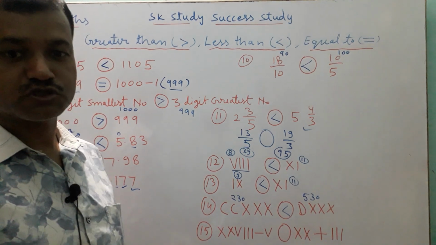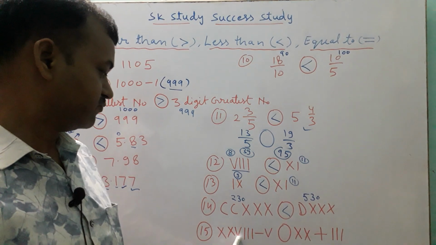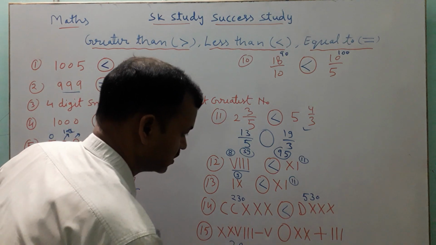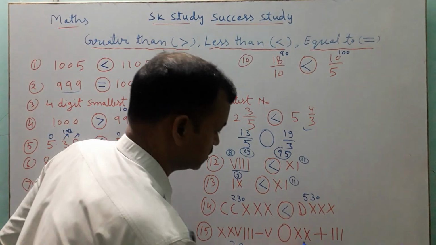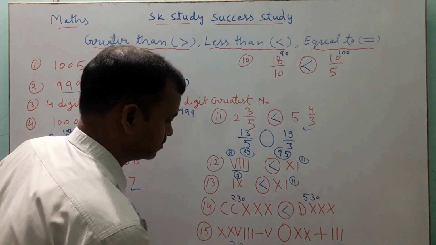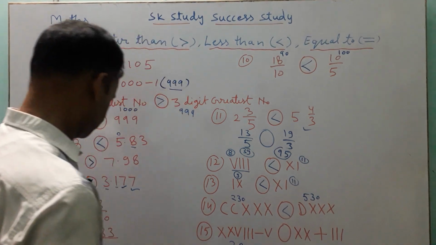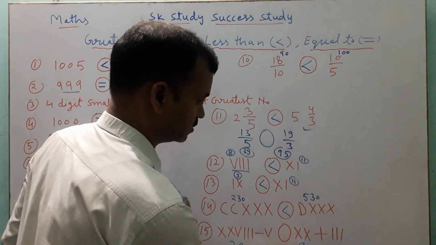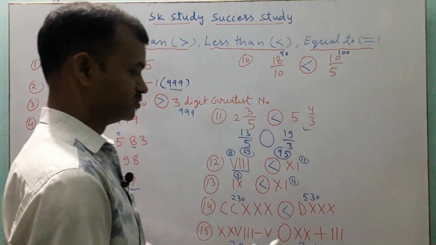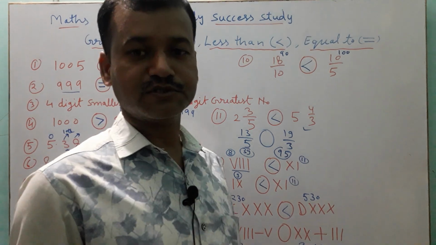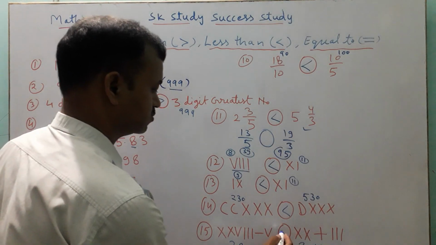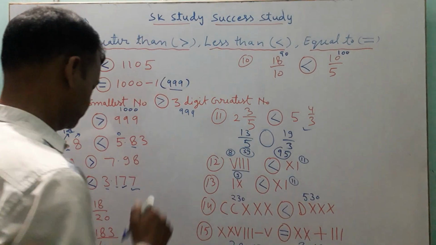XX means 20, and VIII means 8, so 28. 28 minus V, which means minus 5, is 23. And XX means 20 plus III means 3, 23. 23 and 23 means both are equal, so we write here the equal sign.